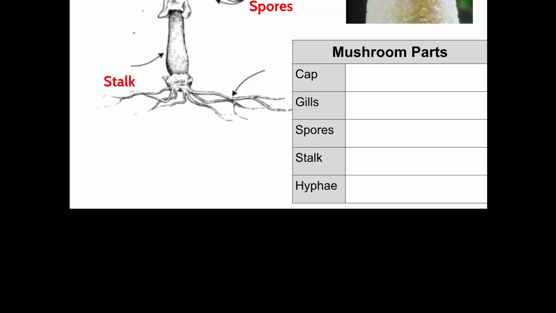The stalk is the vertical part of the mushroom. And then the part that anchors it in the ground or attaches it to a tree or whatever, those are called the hyphae. They look like roots, but they're not really roots.